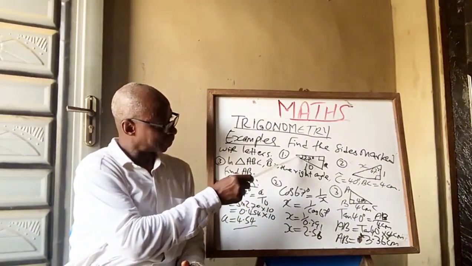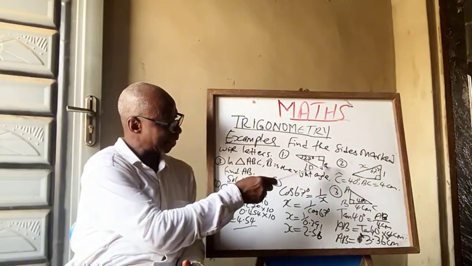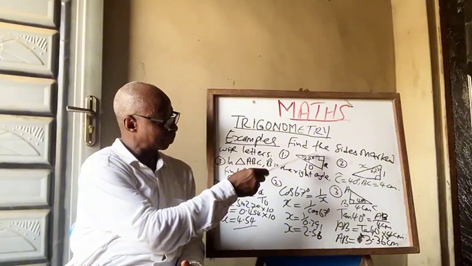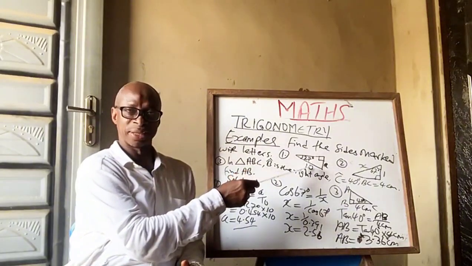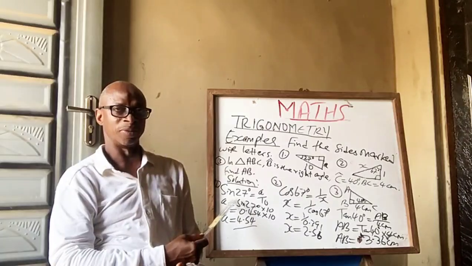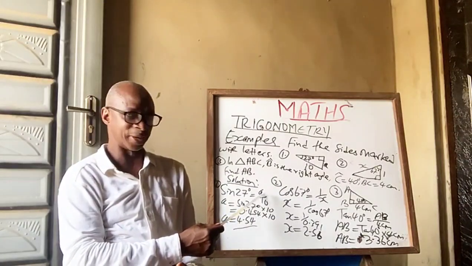Now, if you look at question 1, the hypotenuse side is here. The side that is facing the angle is A. You get it now? And this is the adjacent. So since we are given the hypotenuse and we are looking for opposite, then sine of the angle will be able to get the answer for us. That is the value of A.